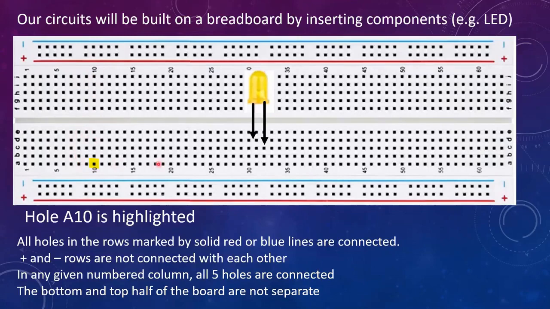And the naming convention is going to be helpful for us today because it's a little hard to see where things are plugged in sometimes, especially if you have more than one component. So wherever possible, when I have some wiring, I'm going to say where the wires go. So it might be A10 to A15, for example. And the highlighted hole here is A10 for reference.